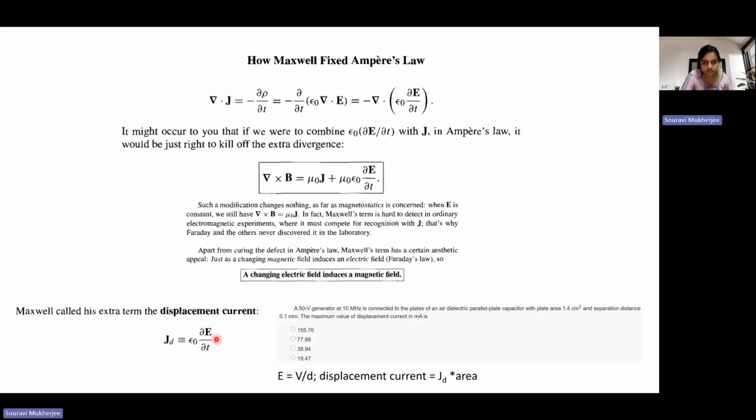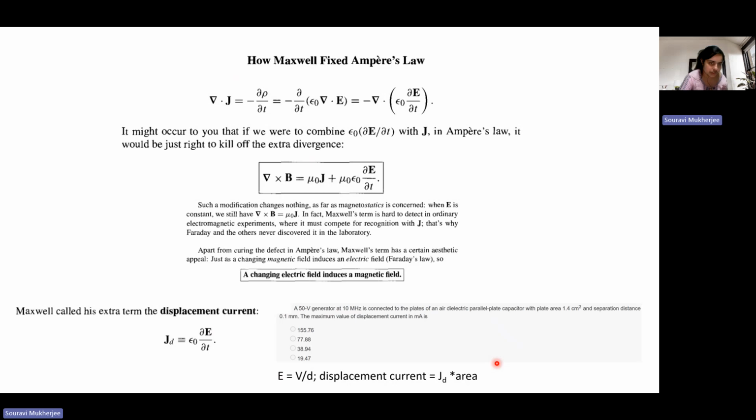So now you can have different kinds of questions. Suppose you know the electric field, and you know how the electric field is changing with time. That means you know the displacement current. Once you know the displacement current, you can try to find the magnetic field that this changing electric field generates. One of such questions which make use of this relation is here.